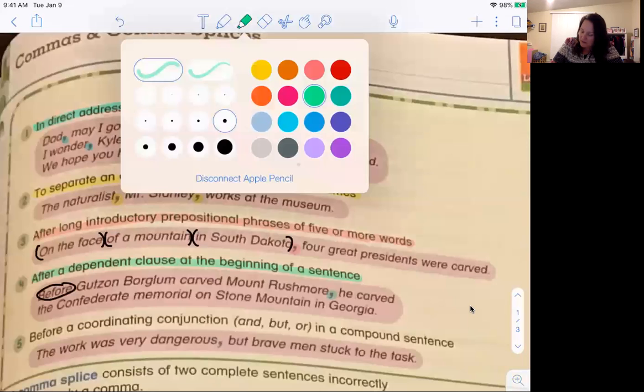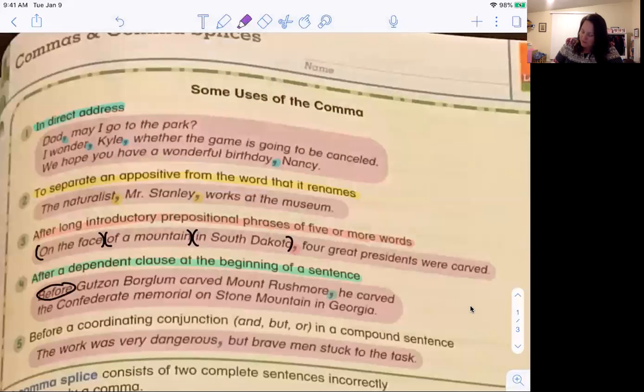Number 5, we also need commas. Let's get you a different color here. We also need commas before a coordinating conjunction of and, but, or in a compound sentence. Remember compound sentences: 2 independent clauses joined by a comma and a coordinating conjunction, and, but, or. "The work was very dangerous, but brave men stuck to the task." So if you need a review, go back and rewind so you can watch this again.